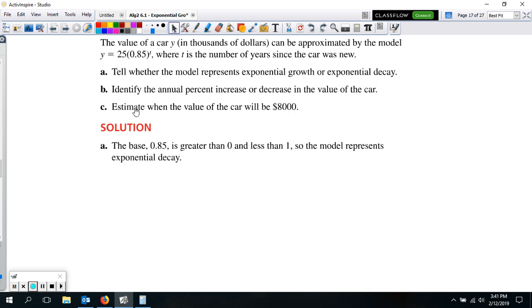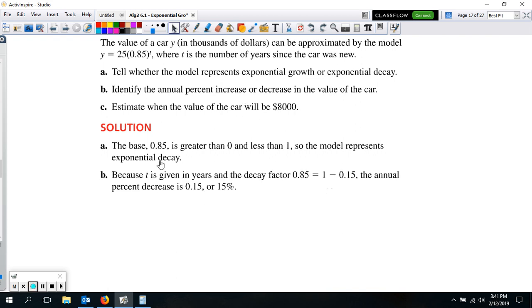It's greater than 0 but less than 1. Identify the annual percent increase. So here's where we go back to that model we were just looking at, the 1 minus r inside the parentheses. So basically, 1 minus what number would give us this 0.85? You can set up an equation like that. You can say 1 minus r equals 0.85, and then solve for r.